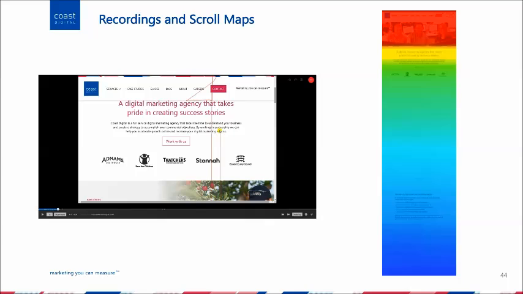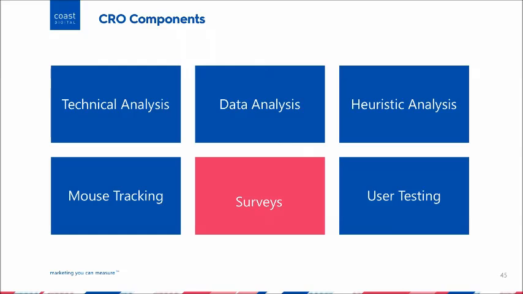So once we've completed mouse track analysis, heuristic analysis, data, and technical, we should have a pretty good indication of what makes users convert, what doesn't make them convert, and what the issues are. But if that's not the case, one great tool or component of CRO is surveys.